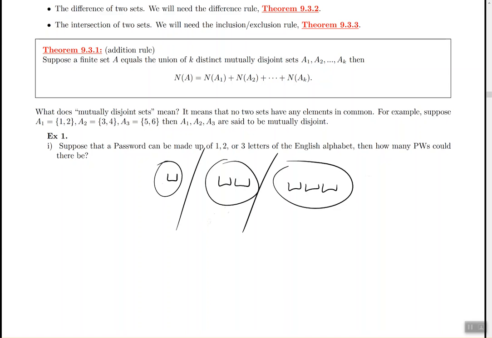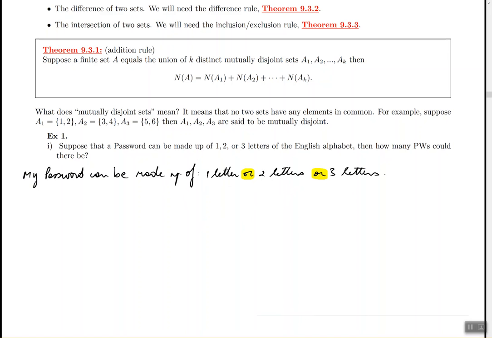So let's go ahead and write it down. My password can be made up of either 1 letter or 2 letters or 3 letters. What I'm going to do next is remind you that these 3 groups, the group of 1-letter passwords, 2-letter passwords, and 3-letter passwords, are all disjoint. So the 3 groups or sets are mutually disjoint. Next, I'm going to count how many 1-letter passwords there are and how many 2-letter passwords there are and so on.